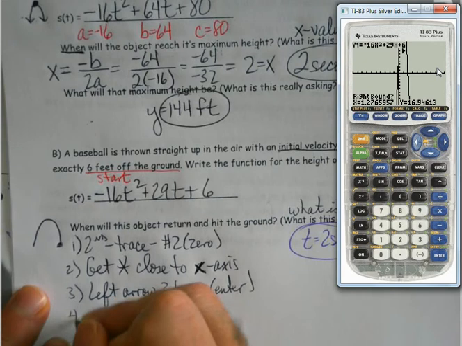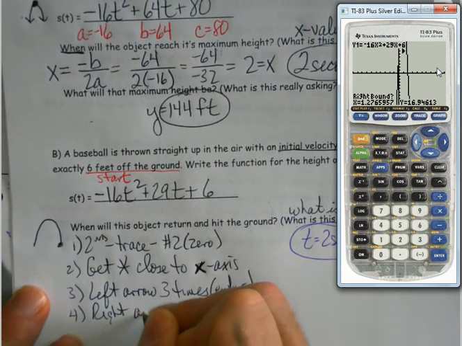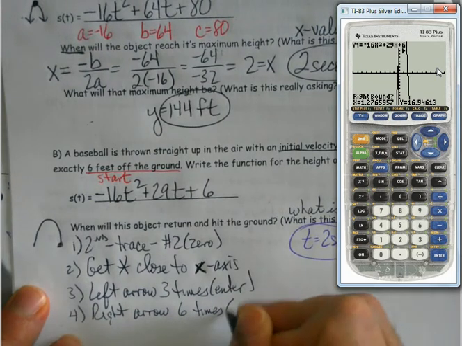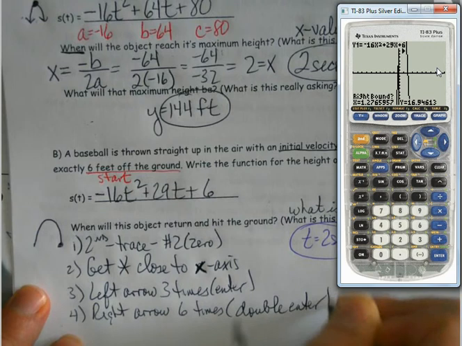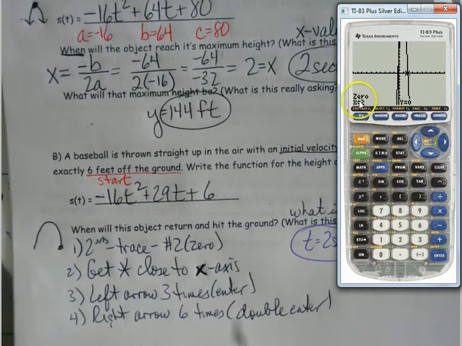I got one last step that's going to tell me the answer. I'm going to right arrow 6 times. You're like, why 6 times? Because what I'm doing is I'm trapping the intercept in. So 3 times gets me close, 3 more for a total of 6. And if I hit enter, it asks me for a guess. And I see the same thing. When y is 0, x is 2.